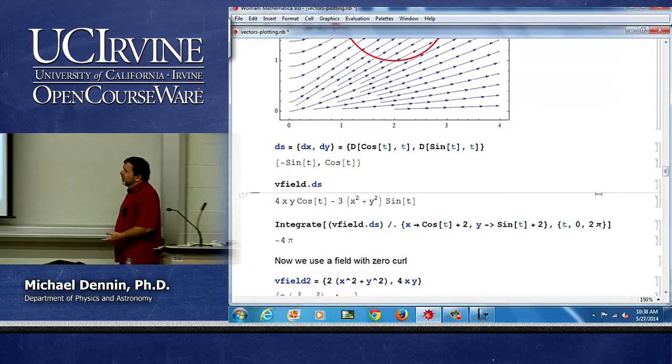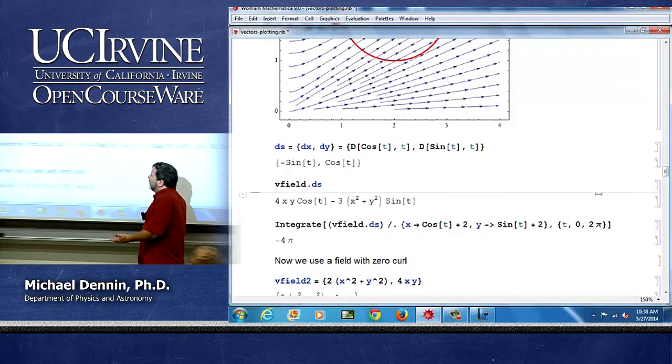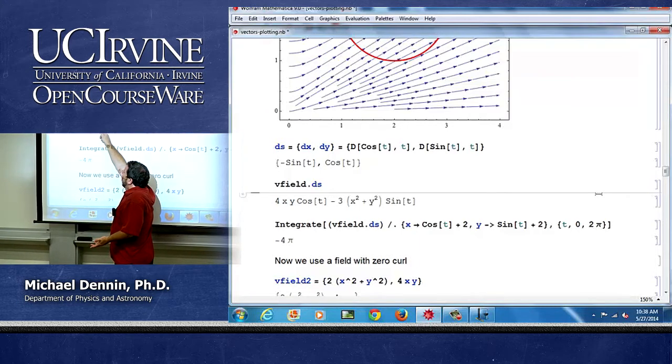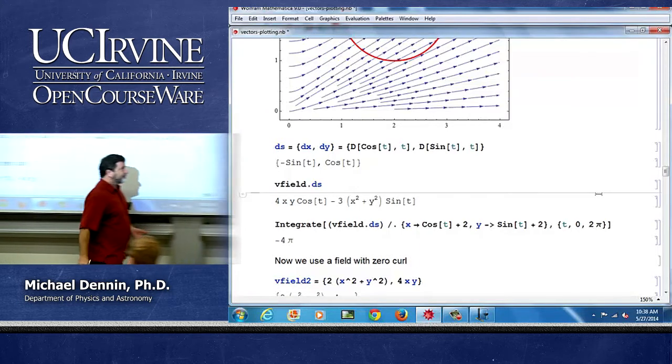If I wanted to, I could have typed it in. I could have just said ds is minus sine t and cosine t. And now I'm going to take the vector field dotted into that.